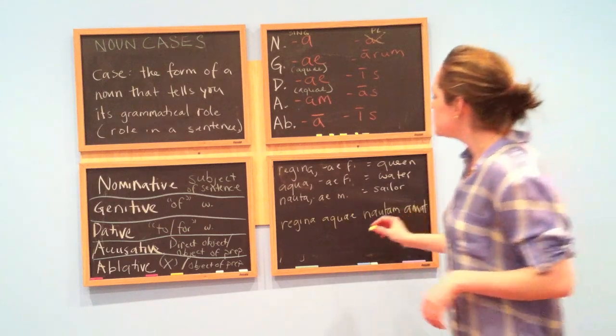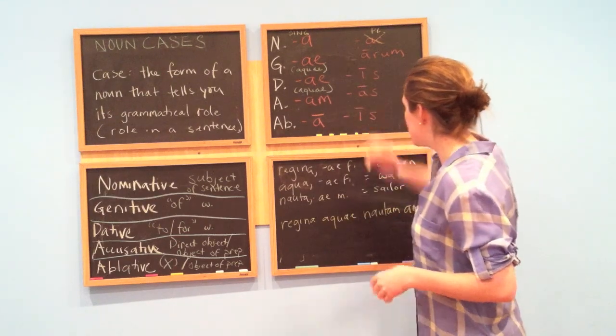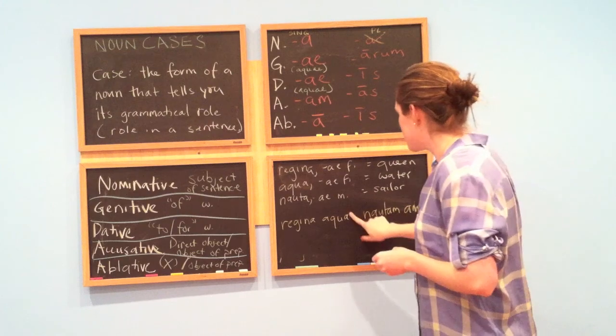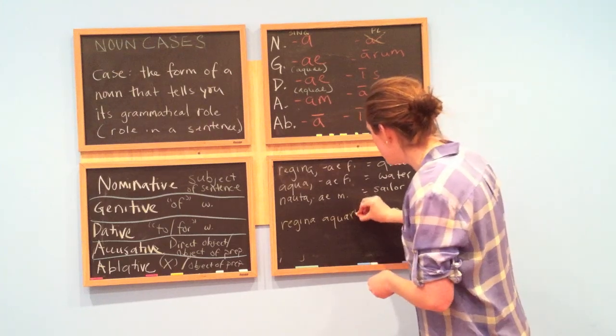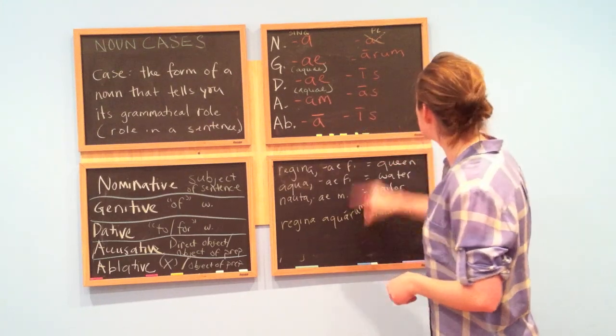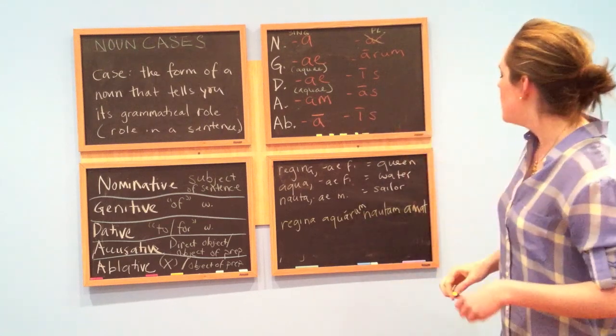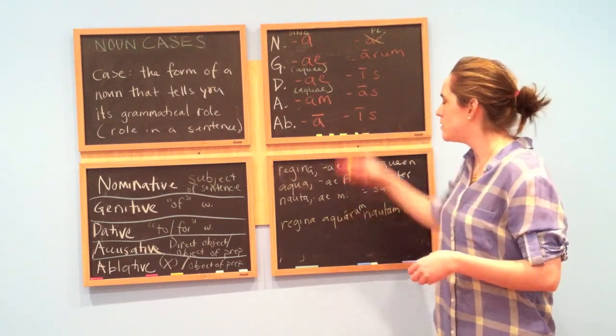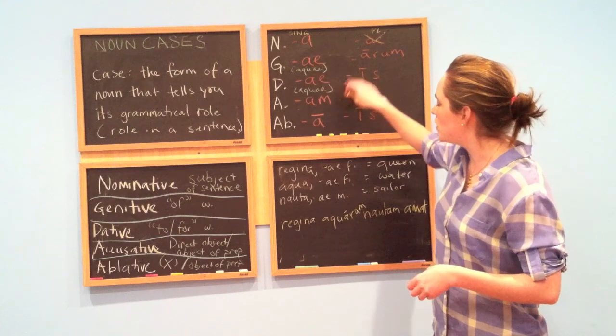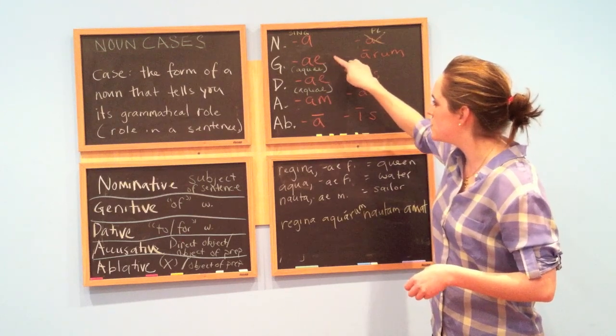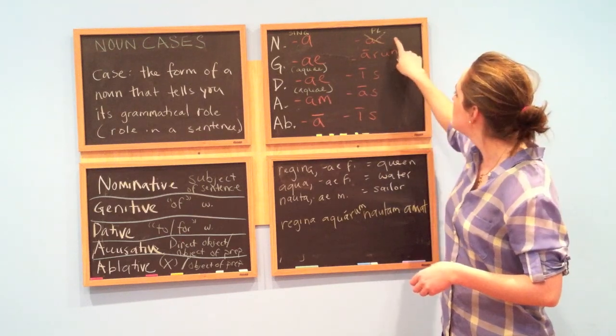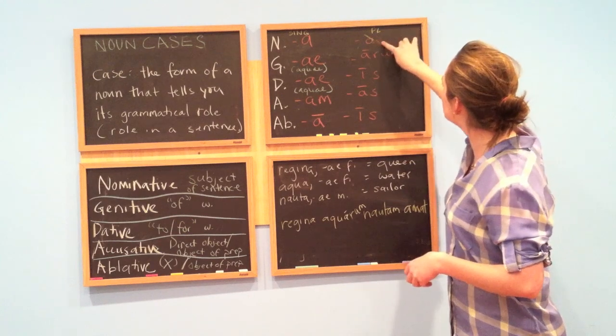Okay, so that's an illustration of how we can use the genitive. We could just as easily have said the queen of the waters loves the sailors, aquarum, and then you wouldn't have had to disambiguate. There wouldn't have been any confusion between the genitive singular, the dative singular, and the nominative plural, which you now can't see.